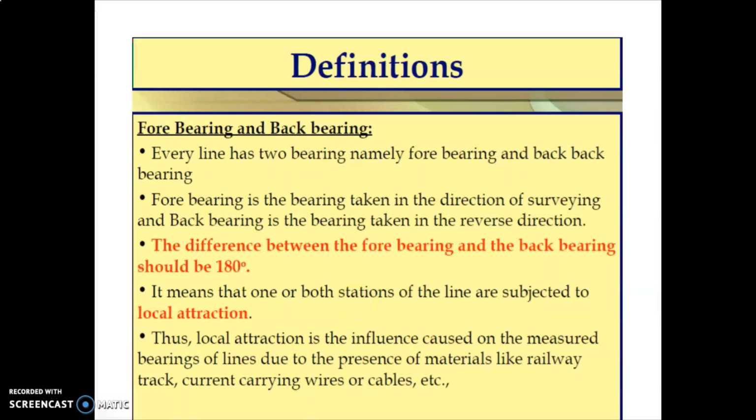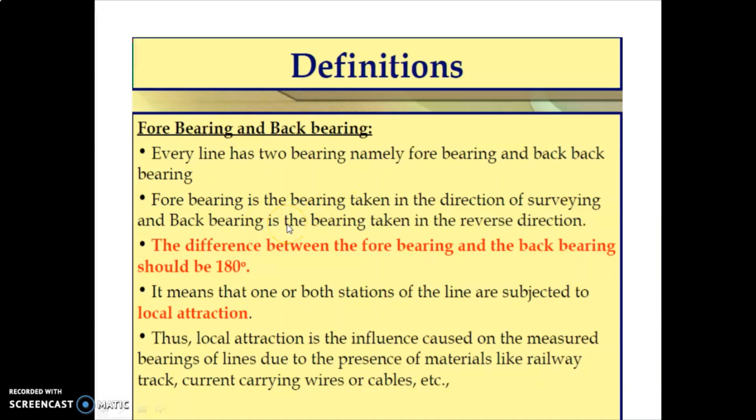Now there are some other definitions also: forebearing and back bearing. Every line has two bearings, namely forebearing and back bearing. Forebearing is the bearing taken in the direction of surveying, and back bearing is the bearing taken in the reverse direction. Forebearing, as the name suggests, means forward. Bearing taken in the forward direction of survey is called forebearing, and bearing taken in the reverse or backward direction of survey is called back bearing.